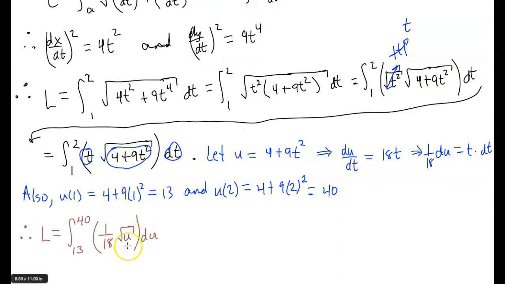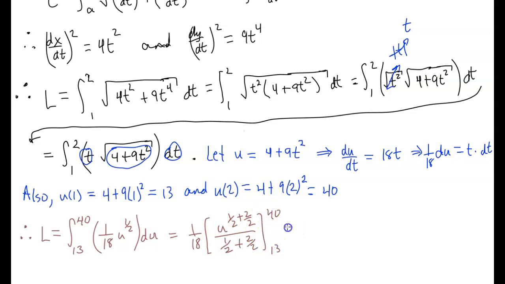And of course, square root of u is just the same as u raised to the 1/2. So I'm going to go ahead and rewrite that. So that's u raised to the 1/2. And so now at this point, we've got 1/18. We take the antiderivative of u raised to the 1/2. That is going to be u raised to the 1/2 plus 1 over the same. We evaluate that from 13 to 40.